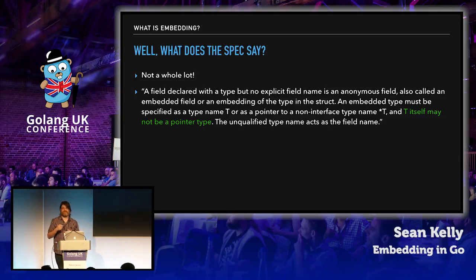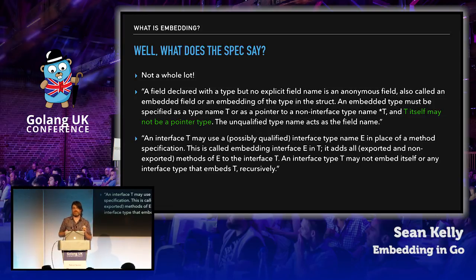The unqualified type name acts as the field name. And in this case, unqualified just means without the package name. So if you imported from another package, pkg.T is not what the field name is, it's just T. Interfaces are treated a little bit differently, but ultimately they behave very similarly.